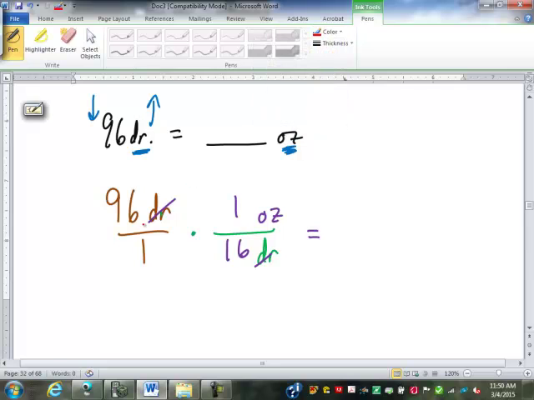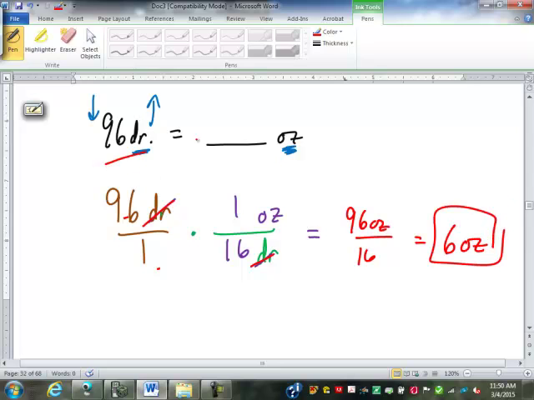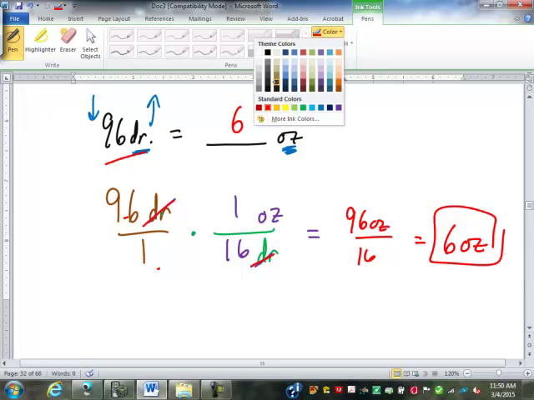So now, like I said, the grams are canceled out. We have 96 times 1 ounce is 96 ounces. 1 times 16 is 16. 96 ounces divided by 16 is 6 ounces. So 96 grams is 6 ounces.